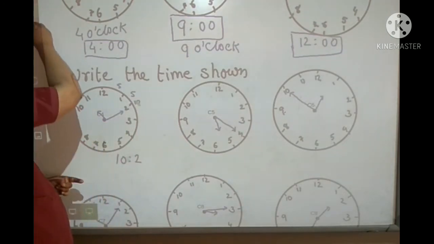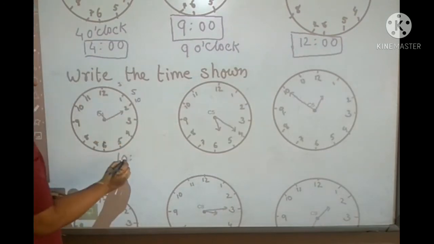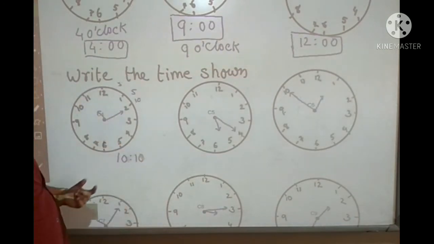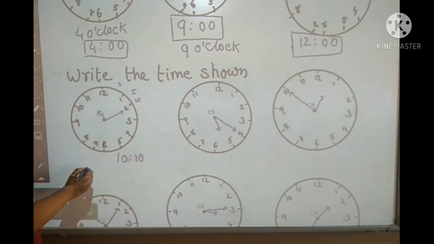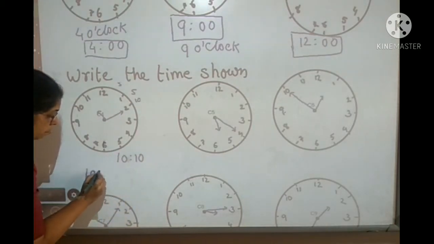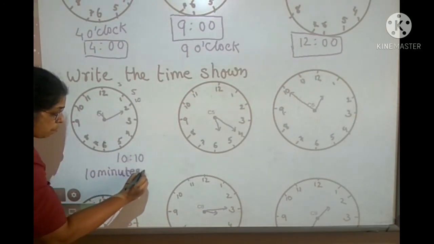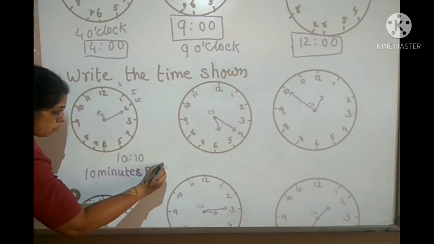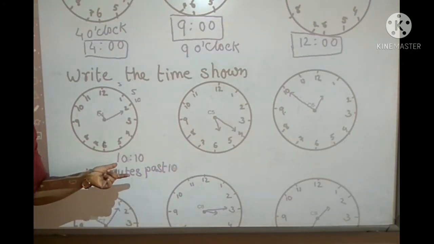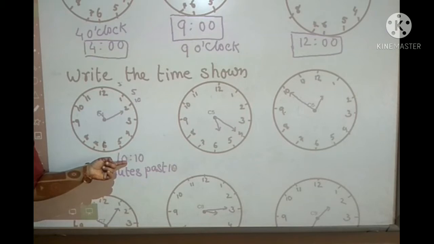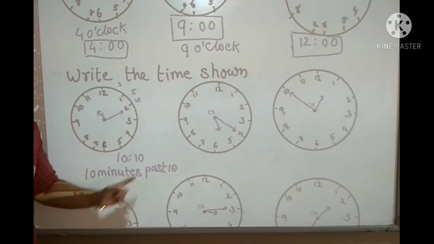So we used to write the time 10:10. Otherwise, we can write 10 minutes past 10. This is also correct. In the textbook two ways were given that you have to write: one we can write 10:10 and the other 10 minutes past 10.